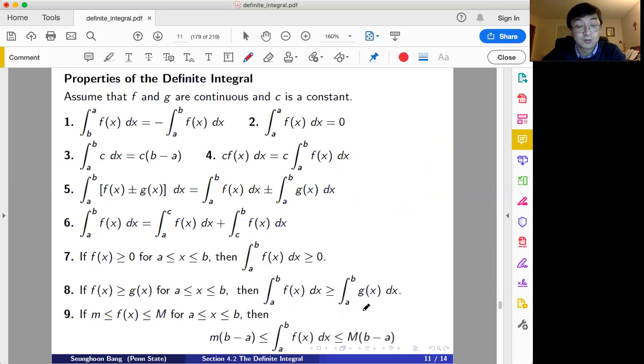The ninth one: f of x is between little m and capital M. We have this result, and the reason is very simple. We can use property 8: m is less than or equal to f of x, which is less than or equal to capital M. You can take the integral from a to b, like this. The inequality doesn't change.